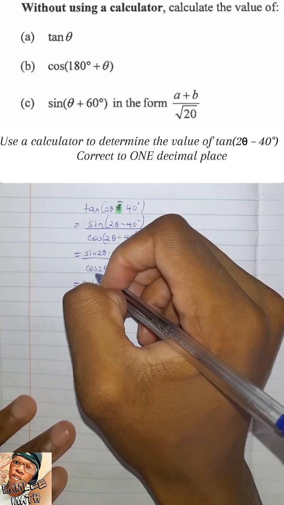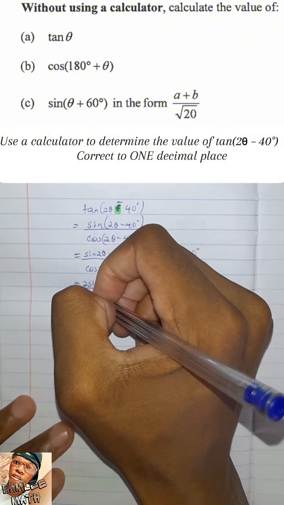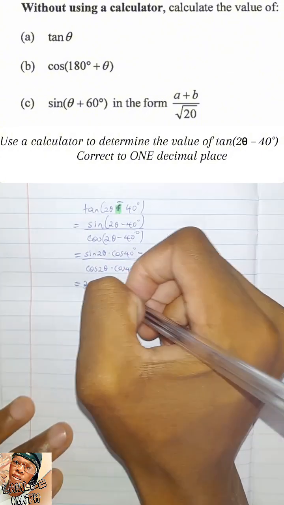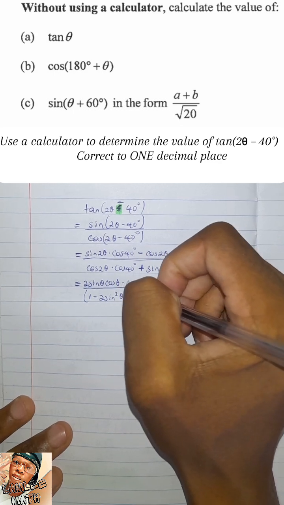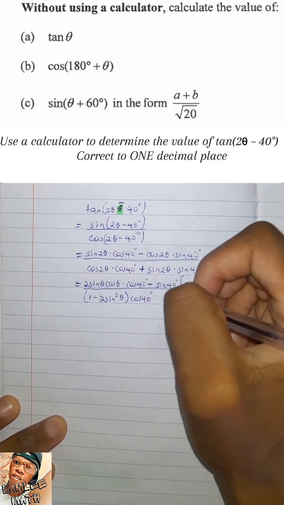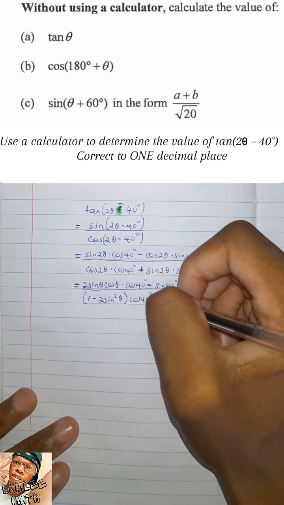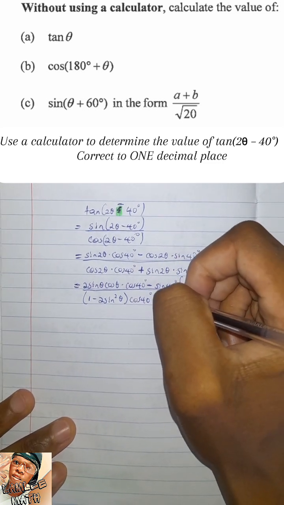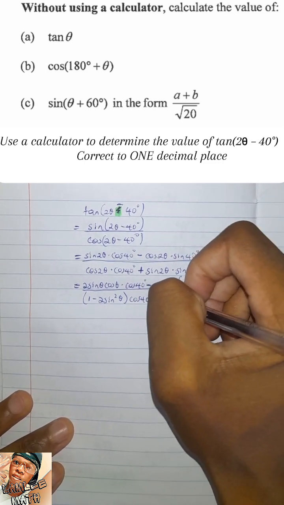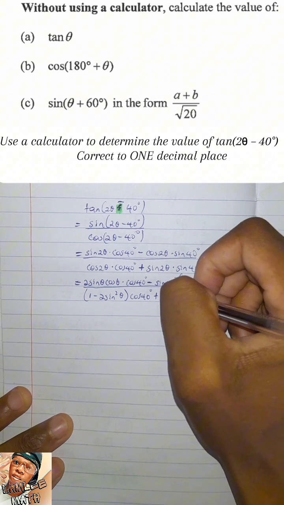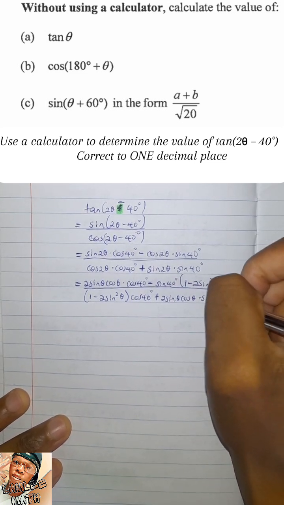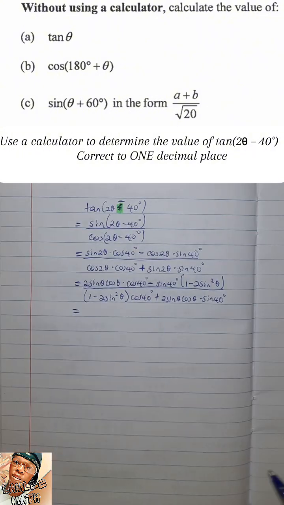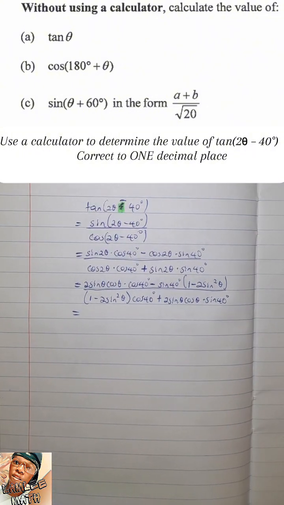All this divided by cos 2 theta, which is 1 minus 2 sine squared theta, multiplied by cos 40 degrees. I hope that you can see my handwriting. I know it's a little bit messy, but you have to forgive me. Plus 2 sine theta cos theta multiplied by sine 40 degrees. Now, because everything is in terms of theta and 40 degrees, we can just substitute and also press our calculator, right?